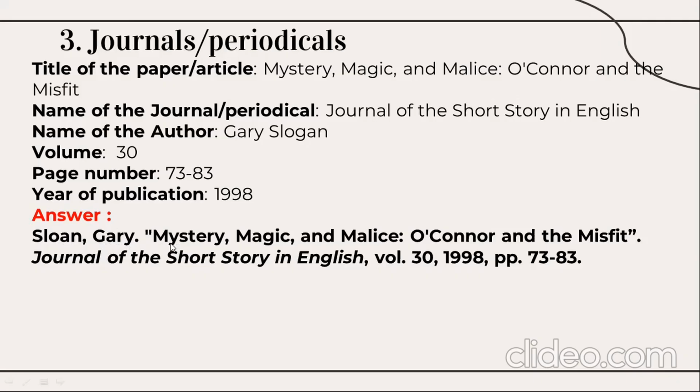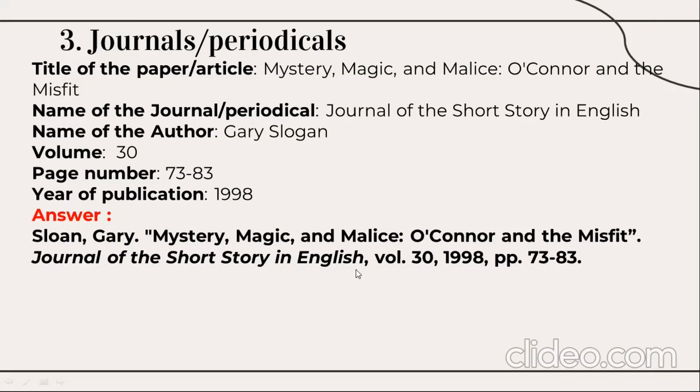Now the very next should be the article's name, the paper name: Mystery, Magic, and Malice, O'Connor, the Misfit. So the article's name should be in the inverted comma. Now full stop. Then the journal's name should be in the italics.